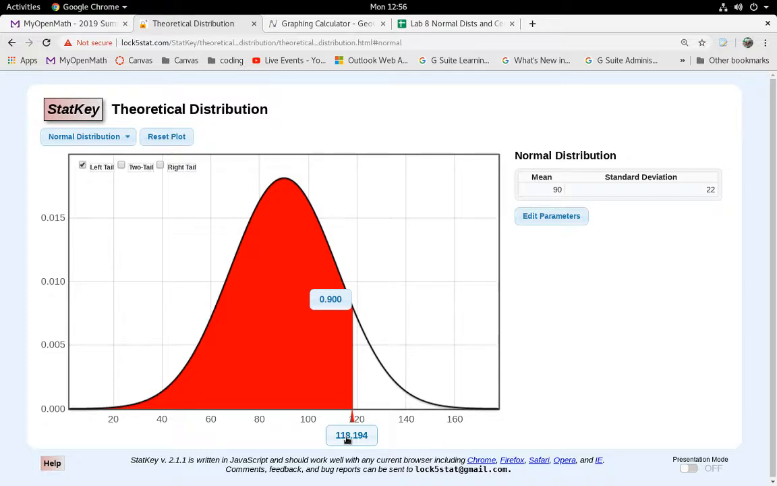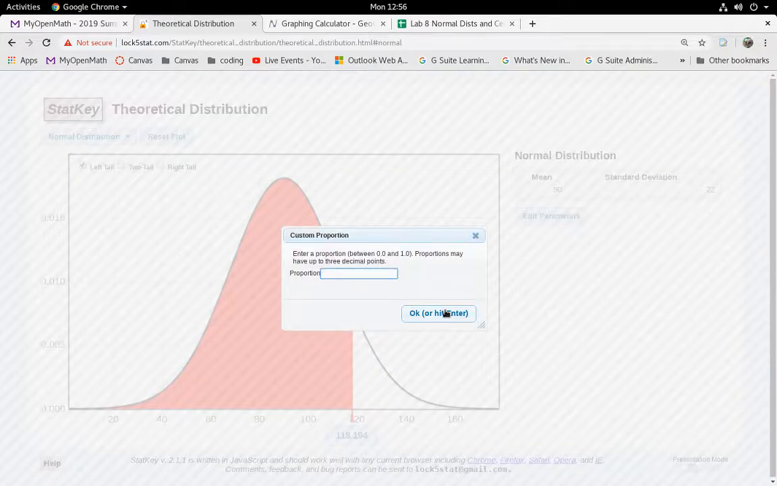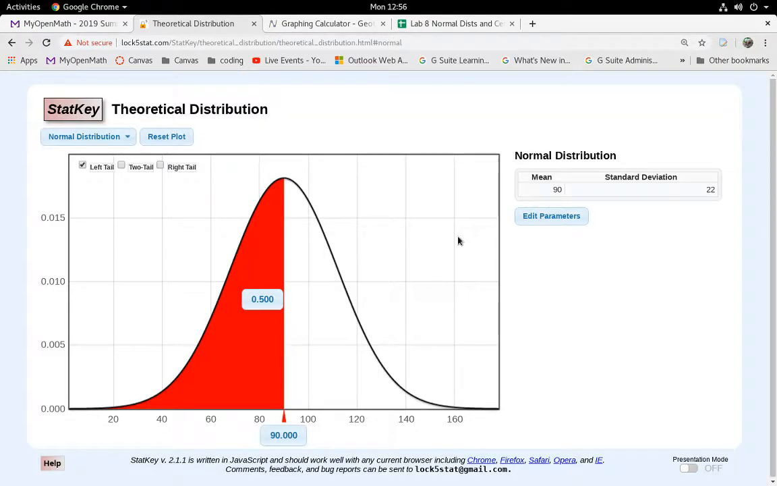The 50th percentile, the median, well, that would be the same as the mean for a normal distribution. So if I set this to 0.5 for 50%, I should get the mean, which is also the median for a normal distribution. The mean and the median match because this is symmetric about the mean. That's when the mean and the median line up. If the mean and the median do not line up, then we have some bit of skewness.